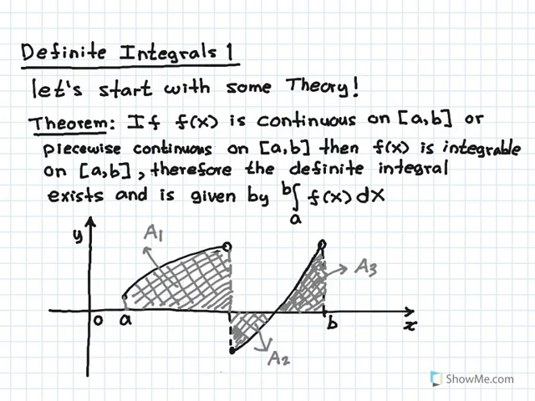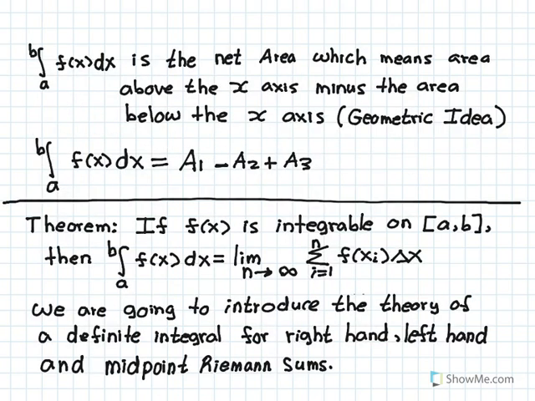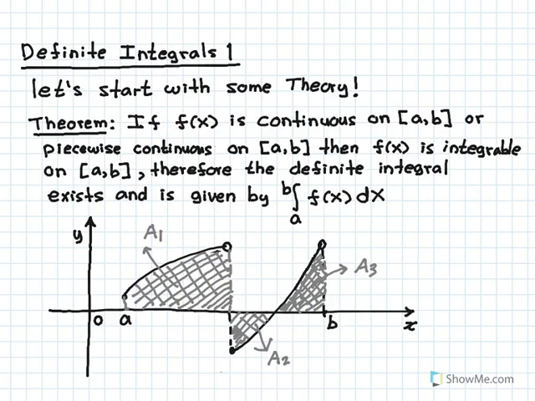So here in this diagram, we have a function that's piecewise continuous, and you can see how parts of the function are above the x-axis and parts of the function are below the x-axis. So the integral from a to b of f of x dx is a net area, which means the area above the x-axis minus the area below the x-axis. So the integral is equal to A1 minus A2 plus A3. And this is the geometric idea behind it. You can see clearly from the diagram that the integral is basically going to be A1 plus A3 minus A2.